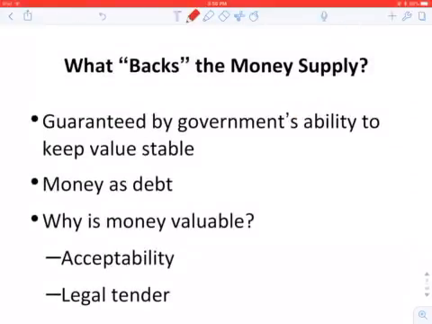So what is the money supply backed by? What does that mean? Well, it is guaranteed by the government's ability to keep value, okay? So it is stable, okay? That's why people like money that is issued by a government, and they're a little bit leery of money that's not issued by a government.